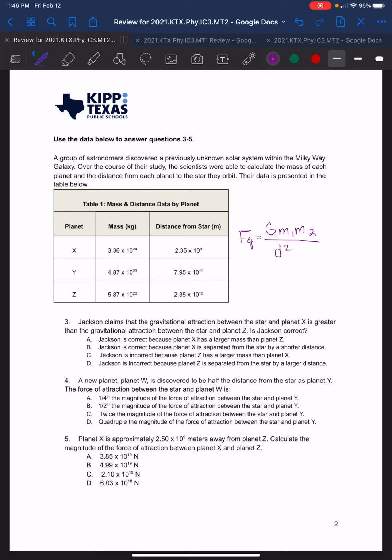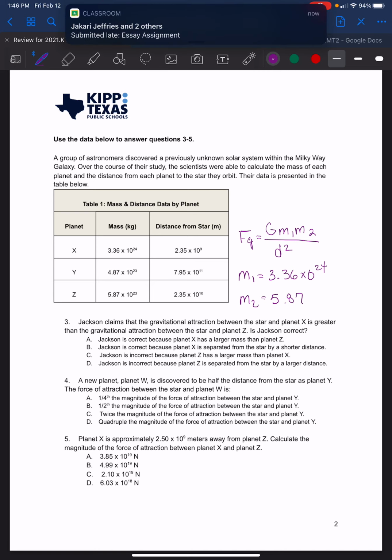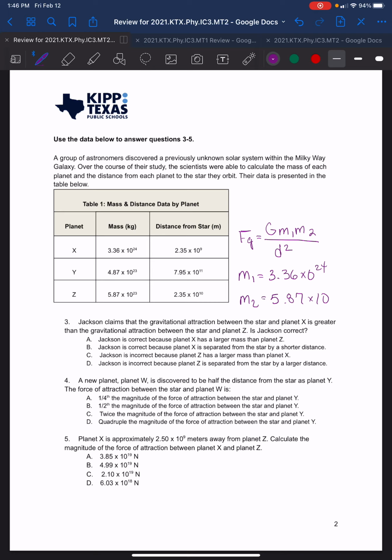And so what does that mean? That means that the larger the mass, the larger the force. The greater the distance, the smaller the force. So in this case, we're comparing planet X and planet Z. So for planet X, mass 1 is equal to 3.36 times 10 to the 24th. Mass 2 equals 5.87 times 10 to the 23rd.